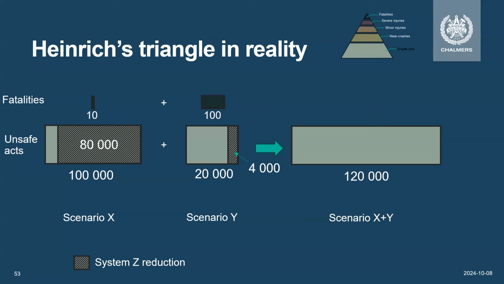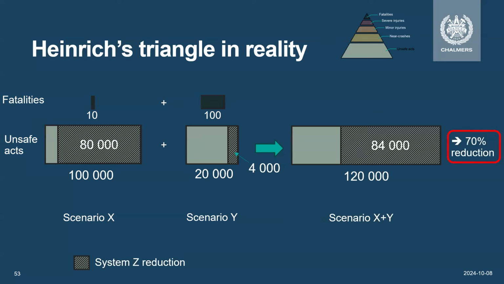If you have a system that primarily addresses rear end, you will have mostly addressing rear end, while intersections are not going to be addressed in the same way. So this is what it could look like. That means that in total we have a 70% reduction in these unsafe acts.